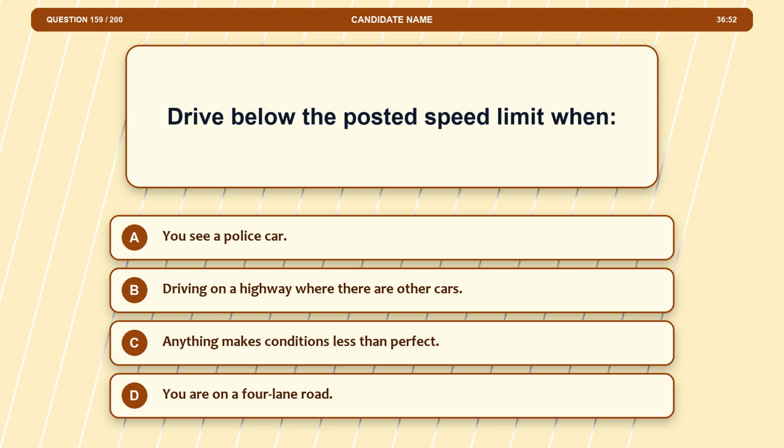Option A, you see a police car. Option B, driving on a highway where there are other cars. Option C, anything makes conditions less than perfect. Option D, you are on a four-lane road.